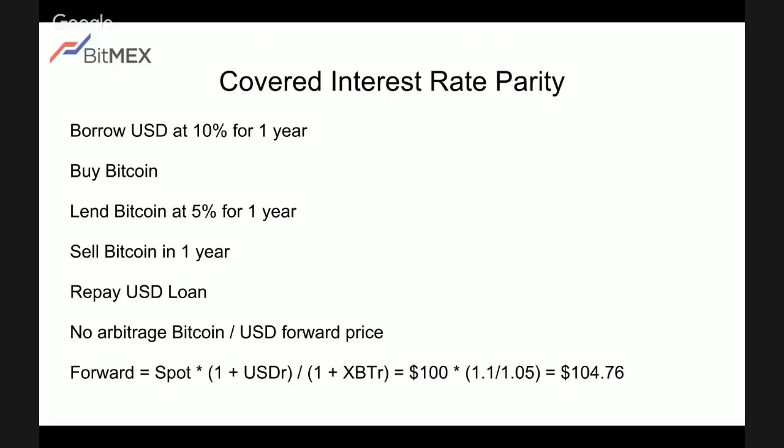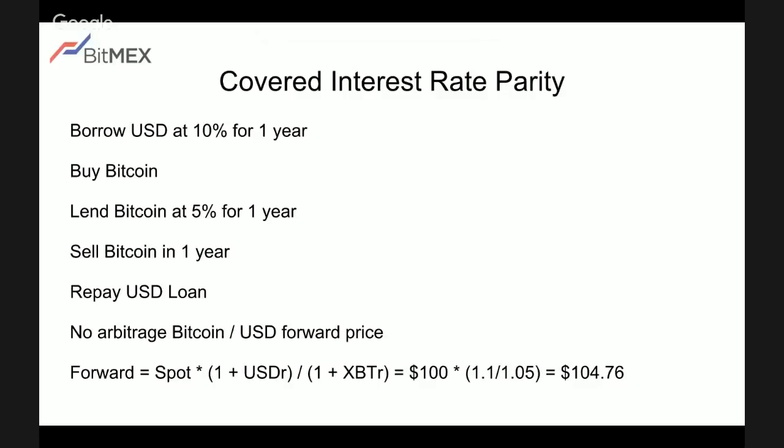Now, someone is willing to borrow that Bitcoin off of you at 5% for 1 year. You say, okay, I'll lend my Bitcoin out for 5% for 1 year. In 1 year's time, you'll receive back the Bitcoin that you loaned out. You'll take that Bitcoin and you'll sell it for US dollars because you have to pay back your US dollar loan.